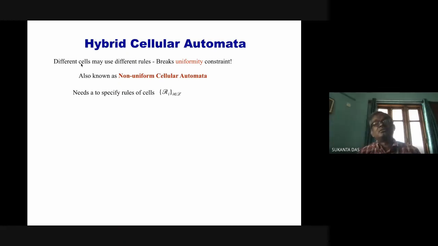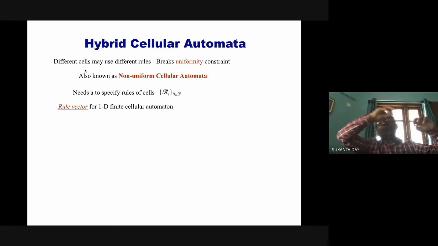So you need this set, which I have written as Ri, where i belongs to L. Now, it may be any dimensional CA, but if it is a one-dimensional CA, then you can get a vector. You are placing rules one by one: for the first cell one rule, for the second cell another rule, for the third cell another rule. So you get a vector, which is named a rule vector.